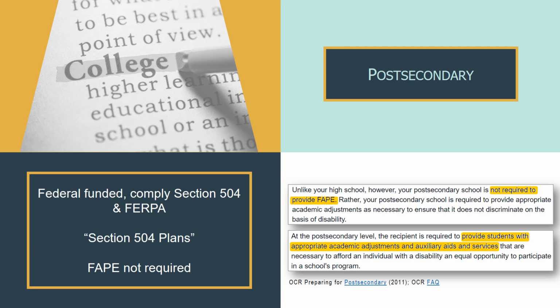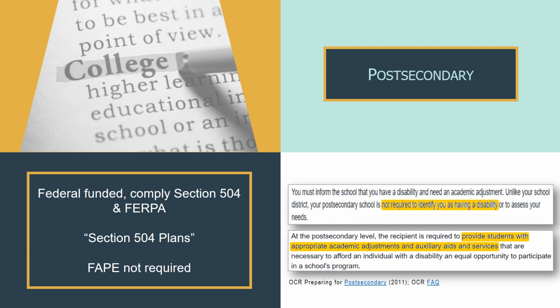Post-secondary schools are not required to provide a free and appropriate public education, FAPE, but they are required to provide appropriate academic adjustments as necessary to ensure that they do not discriminate on the basis of disability. For example, if the post-secondary school provides housing to students without disabilities, it must provide comparable, convenient, and accessible housing to students with disabilities at the same cost.